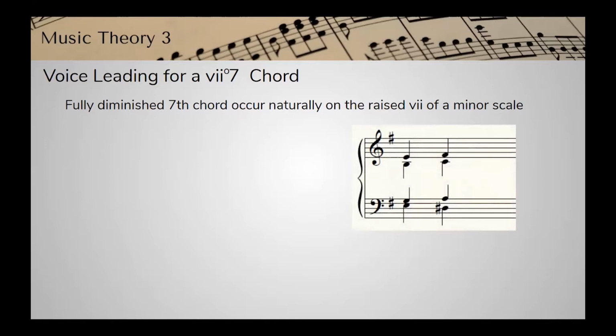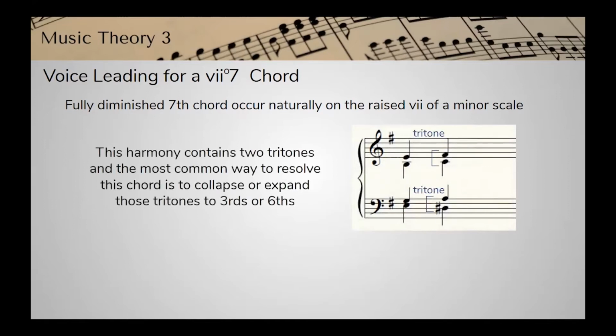Okay, so the best way to look at this voice leading, I think, and this is what most music does, is it focuses on the fact that there are 2 tritones in this chord. It's a very dissonant chord. So in this voicing, you have a tritone between the bass and the tenor, so the D sharp to A, and you have another tritone between the alto and the soprano, with the C natural to the F sharp. So it's a very, very dissonant chord.